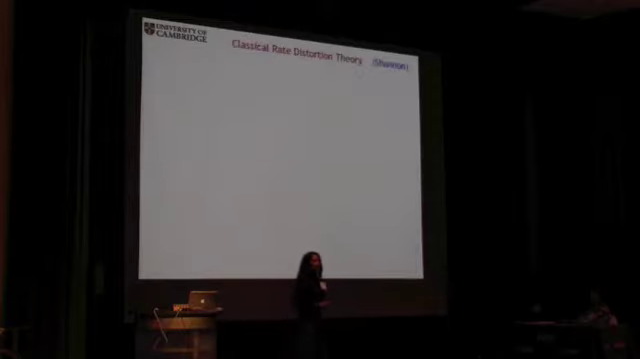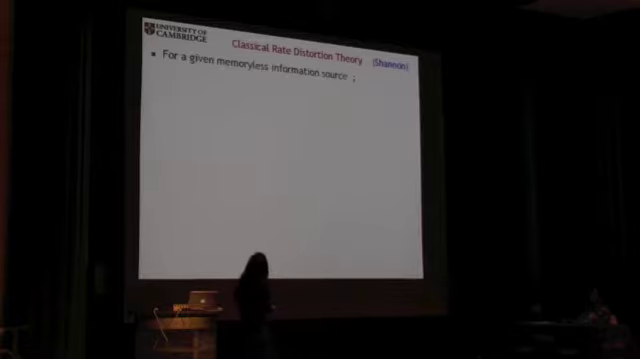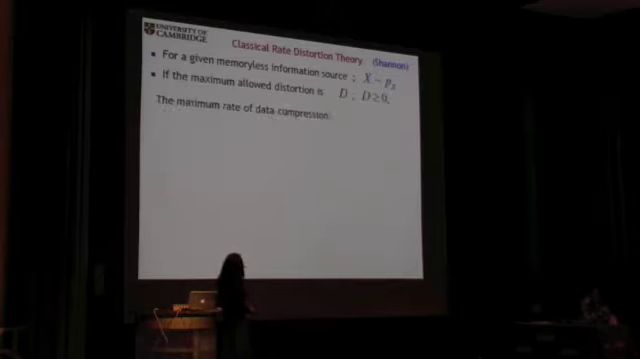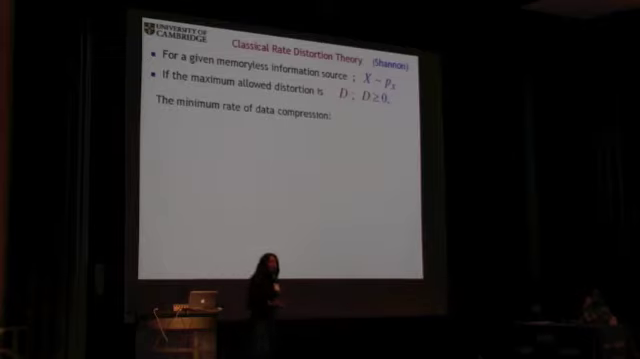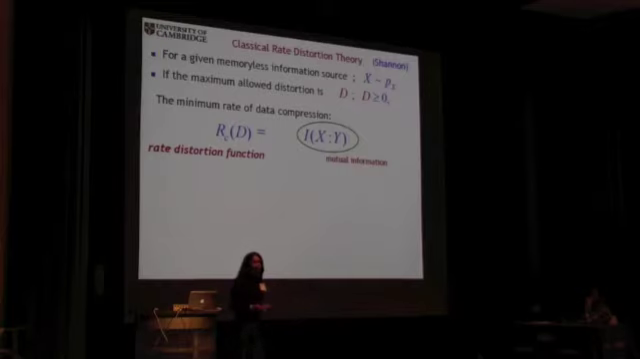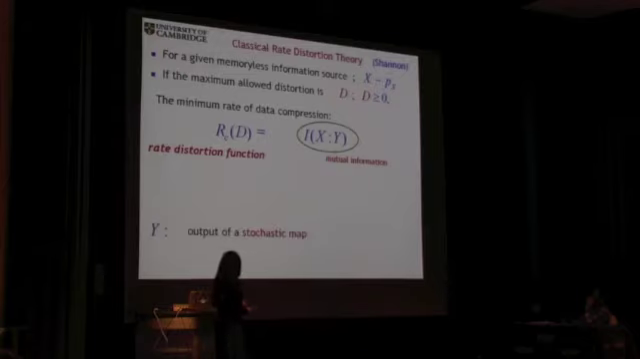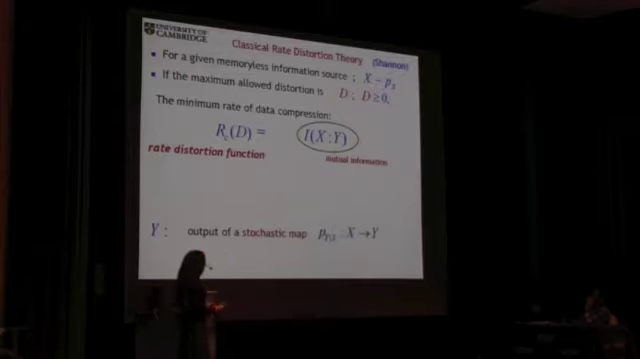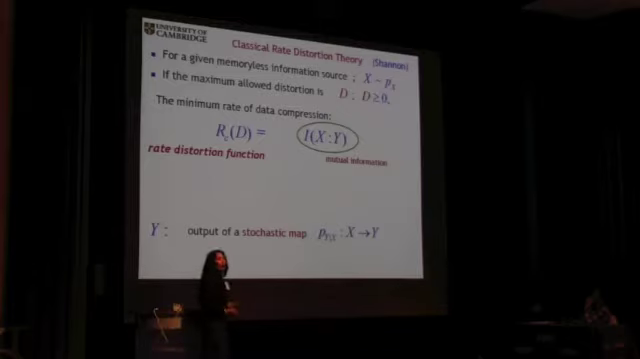So let's start with the classical case that was developed by Shannon. He proved that if you have a given memoryless information source, as I said before, say characterized by a random variable X, and you allow a maximum distortion d, which is a non-negative number, then the minimum rate of data compression, which he called the rate distortion function, and which we denote by R^C(D), the C denoting classical, is given by a mutual information. We know that X is the random variable characterizing the source. So what is Y? Y happens to be the output of a stochastic map P_{Y|X}, which maps X to Y.